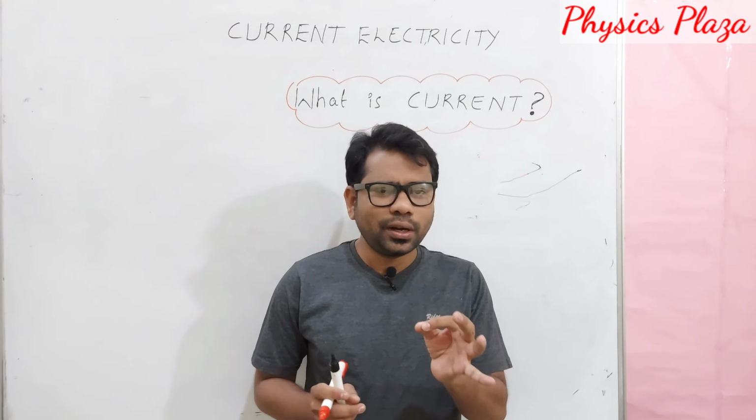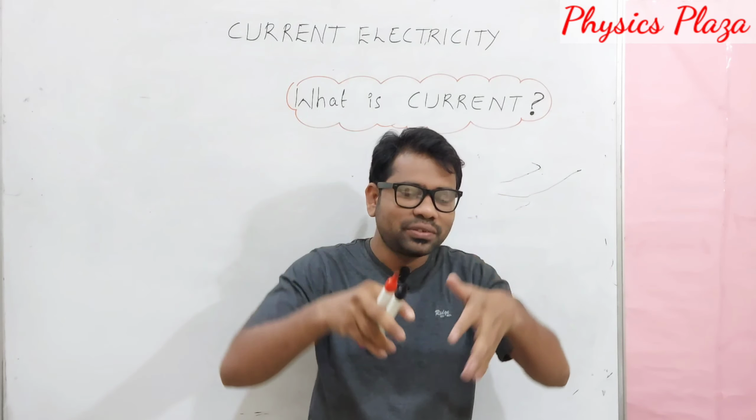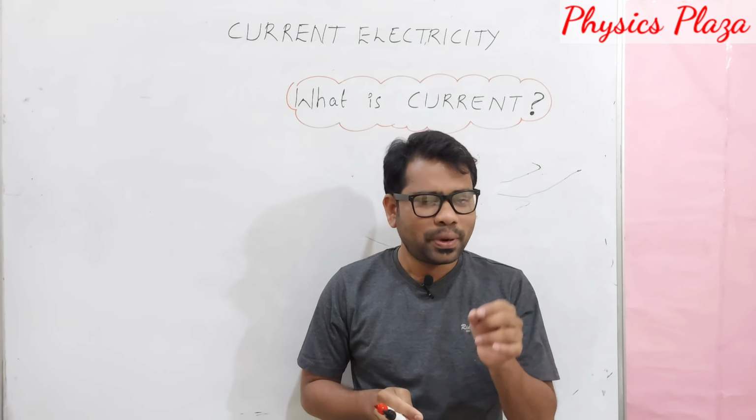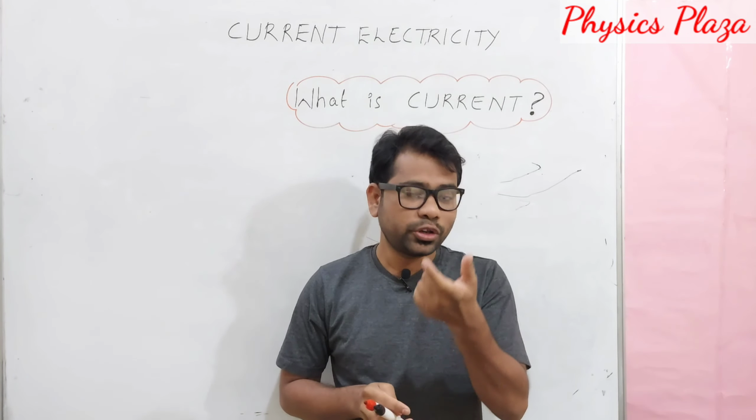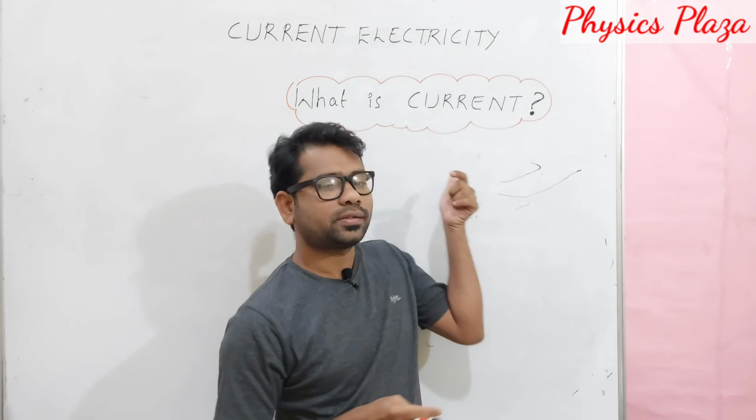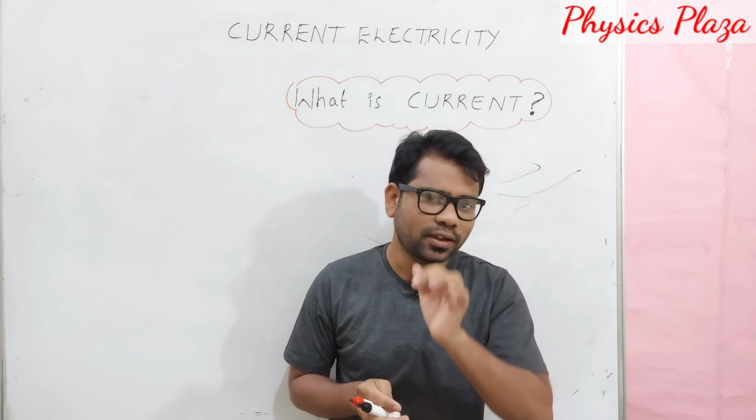Children, if my guess is right, when I ask you what is current, immediately in your mind you think the flow of charges is called current, the flow of electrons is called current, the movement of electrons is called current, and some other things are coming to your mind like a resistor, potential difference or something else. But actually, I can say that what you are thinking is completely wrong.